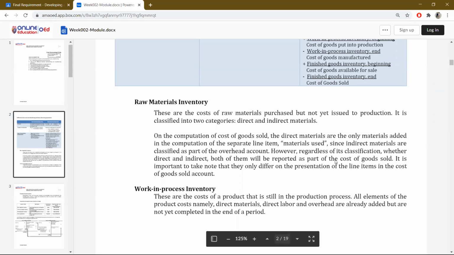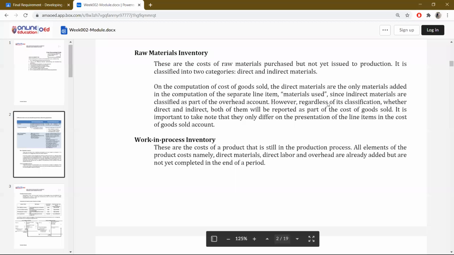So I think it was very clear that only the presentation differs, but it is still part of the cost of goods sold, regardless of whether it is direct or indirect.